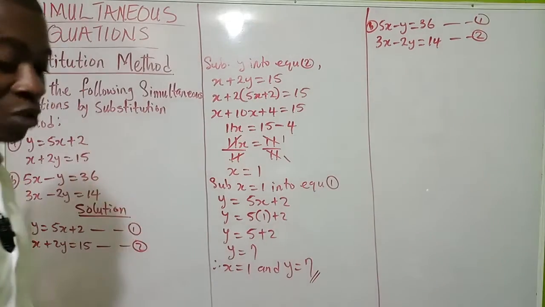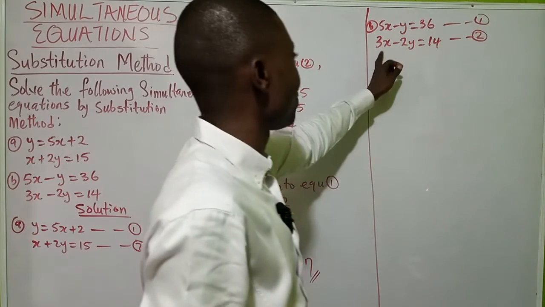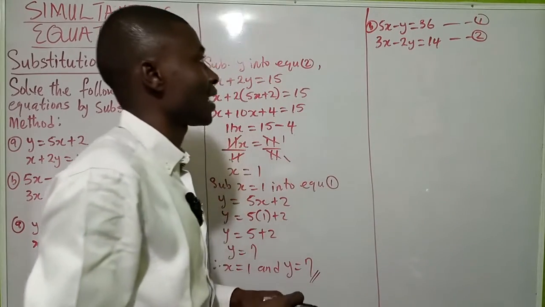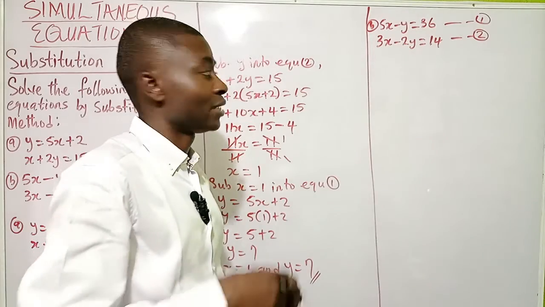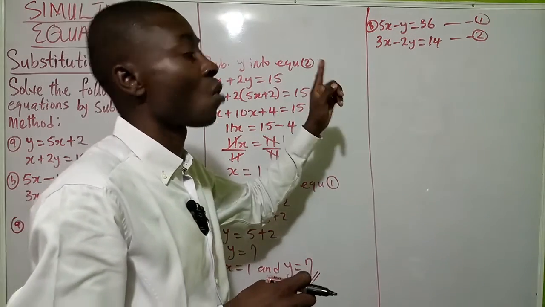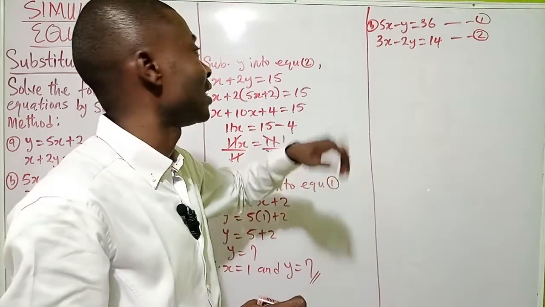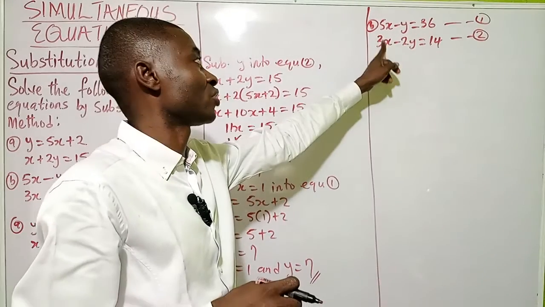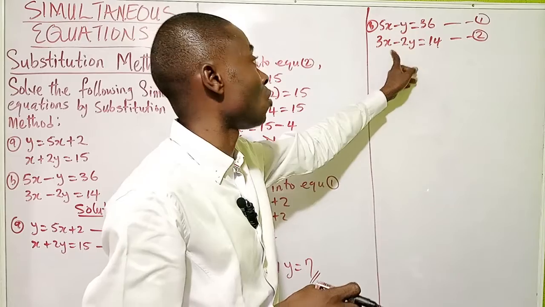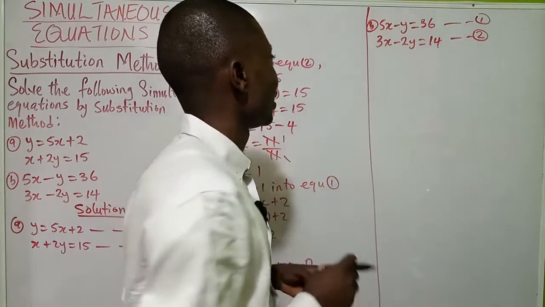So if you look at this second question, it's a bit different from the first one. Our job here is to make either x or y the subject of the formula, before we can substitute into either equation 1 or equation 2. If I'm forming my equation 3 from equation 1, then I'm going to substitute that into equation 2. But if I'm using equation 2 to get my equation 3, whatever I get, I'm going to substitute into equation 1. Now let's use equation 1.